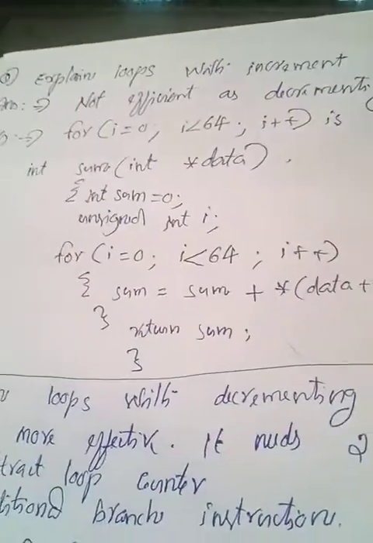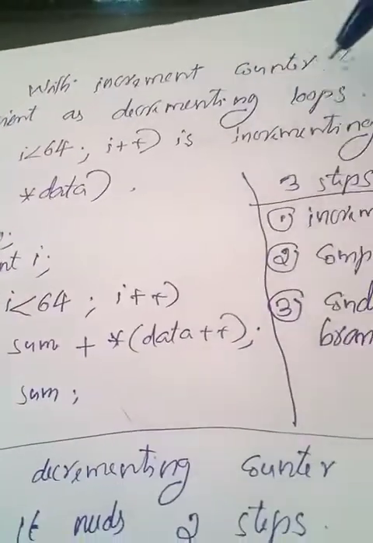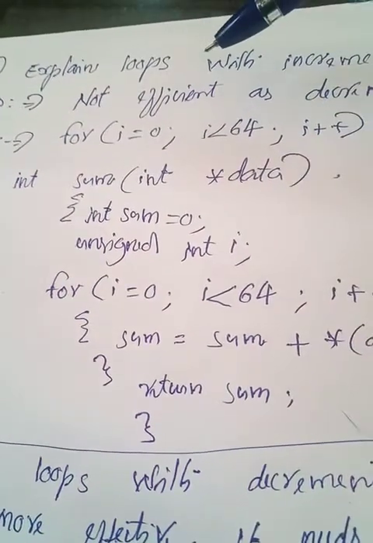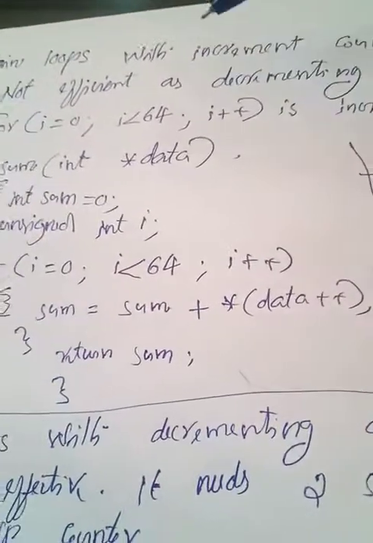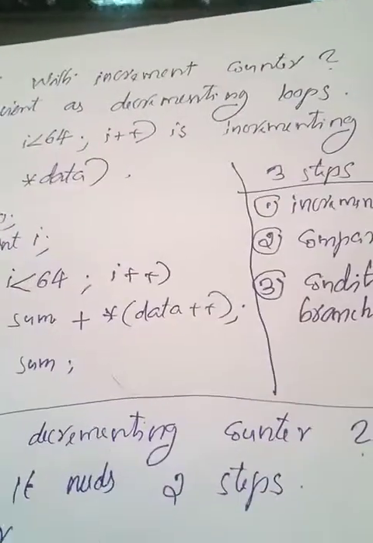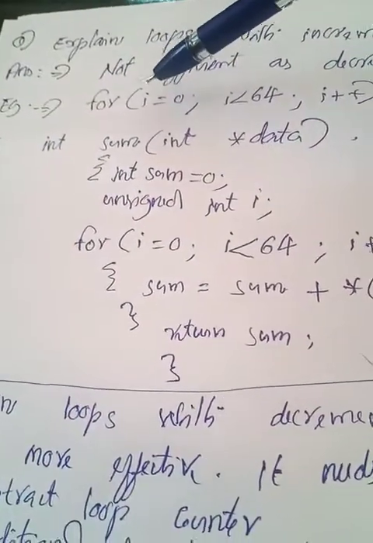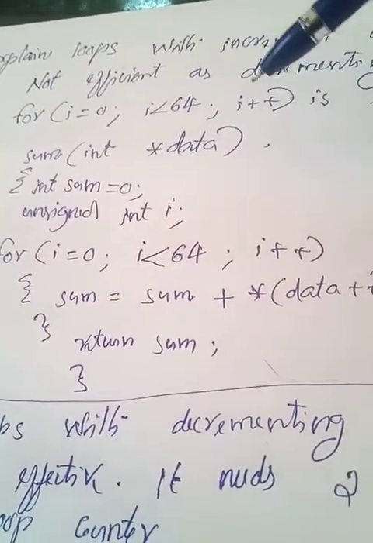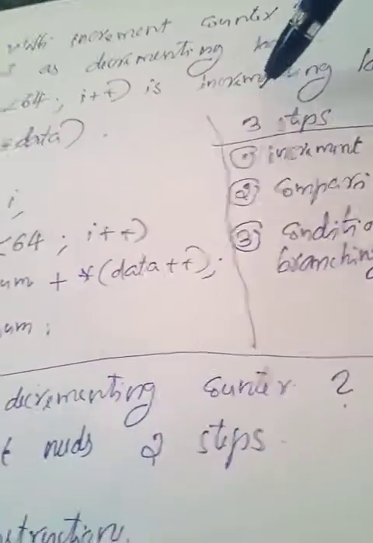The next question is: explain loops with an increment counter. As previously discussed, an incrementing loop is not as efficient as a decrementing loop. For example, for i equal to 0, i less than 64, i plus plus. You can see it's an incrementing loop because i plus plus is an increment.